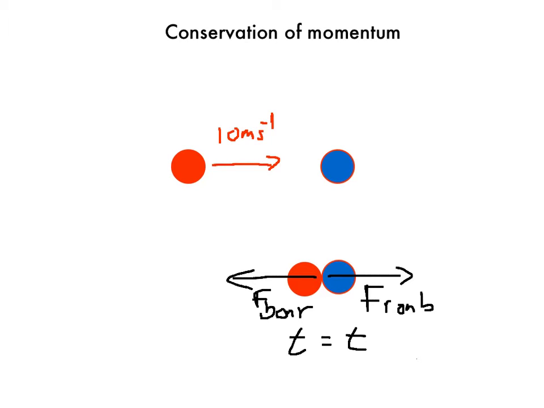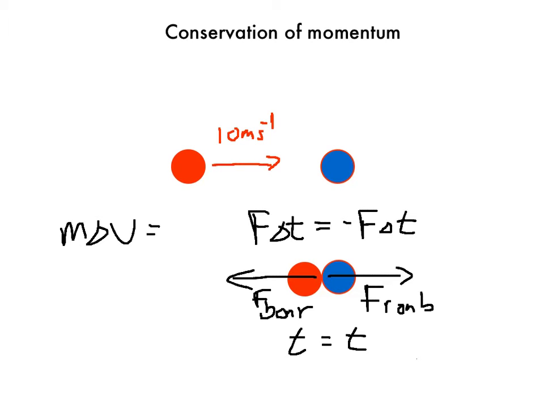So what this means is that the force multiplied by the time is equal for both of them. So the F delta T for the red ball is equal, but opposite in direction to the impulse on the blue ball. And because we know that impulse equals change in momentum, what we know is that the change in momentum for the red ball is the same as the change in momentum for the blue ball.